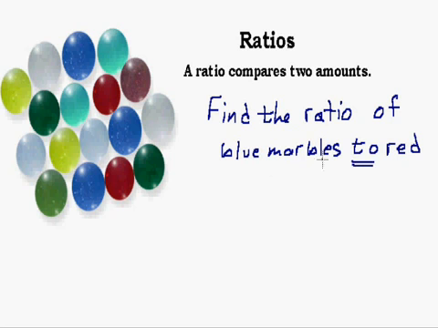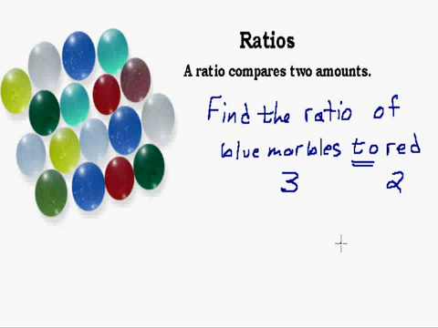So what we need to do is find the number of blue marbles, which we'll look up here, and I'm looking at these dark blue marbles here. We'll call these aqua. So I got 1, 2, 3 blue marbles. And the number of red marbles I have, these two right here, I'm calling red. So I got 2 red marbles.